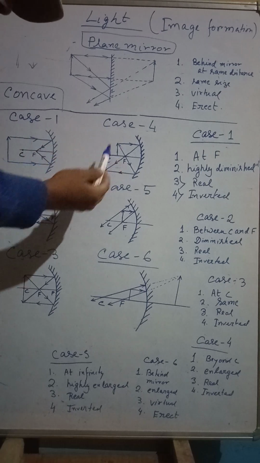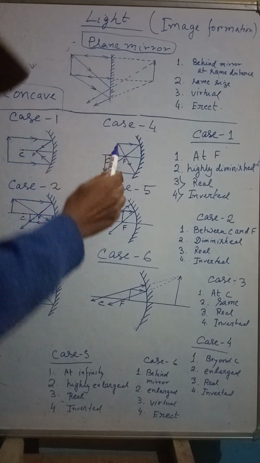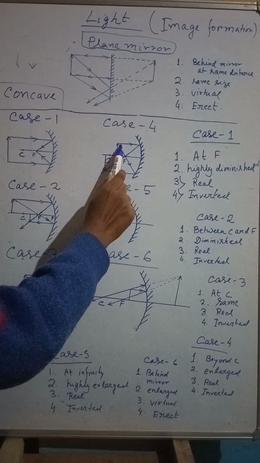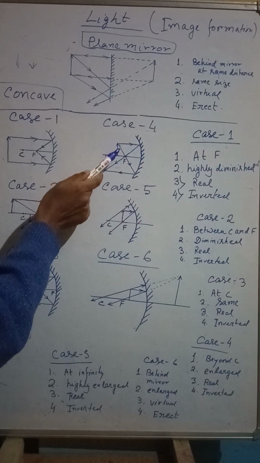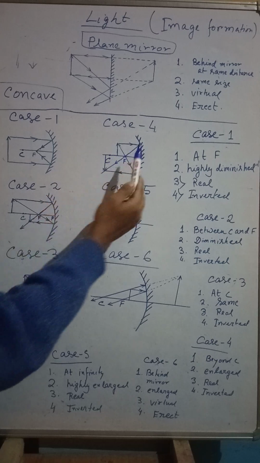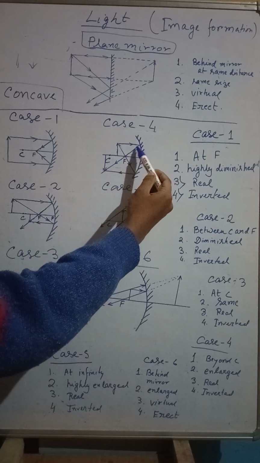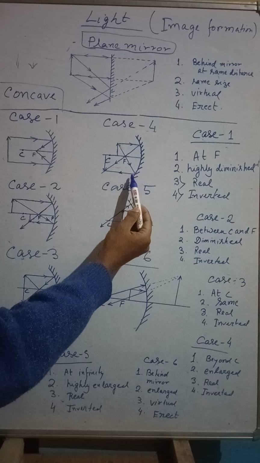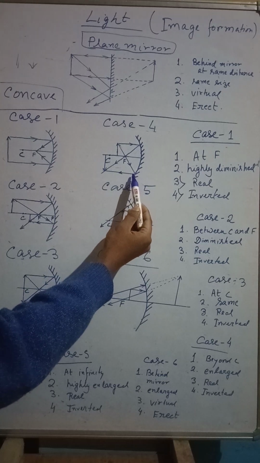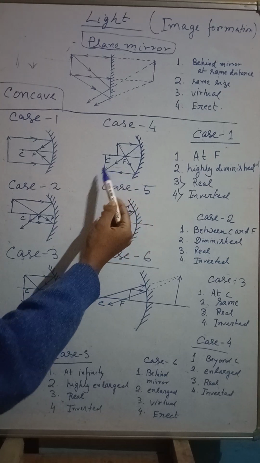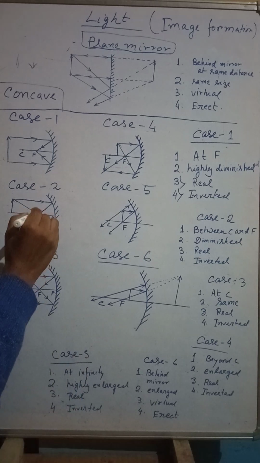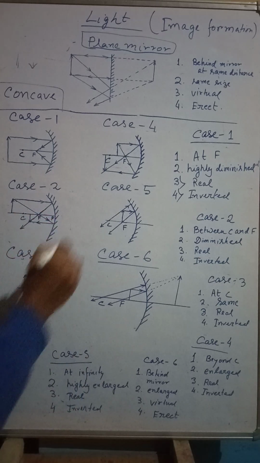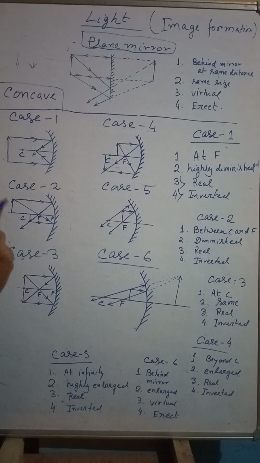Here also two types of incident rays are present. One incident ray is parallel with the principal axis, another incident ray goes through the focal point. One reflected ray goes through the focal point, and another reflected ray is parallel with the principal axis. So in case 2, case 3 and case 4, you can see two types of incident rays are present.